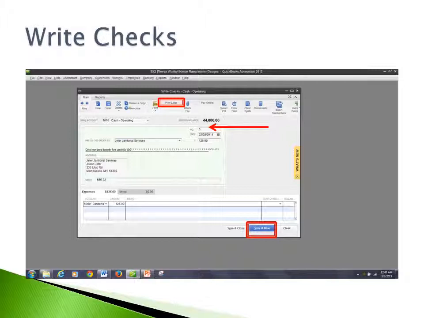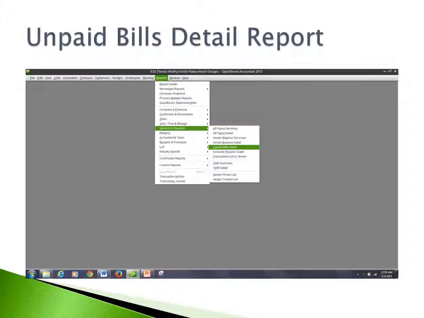In Pay to the Order of, choose Jeter Janitorial Services. Type 125 in the Amount field. Choose 6,300 in the Expenses tab and click Save and New. Complete the practice exercises on page 2-27 of your textbook.